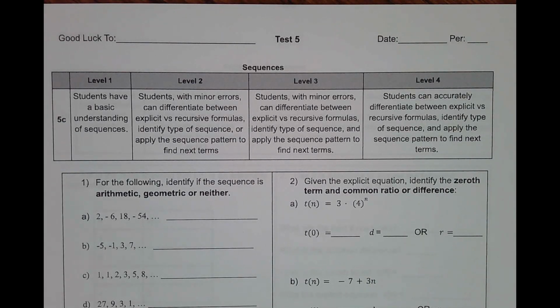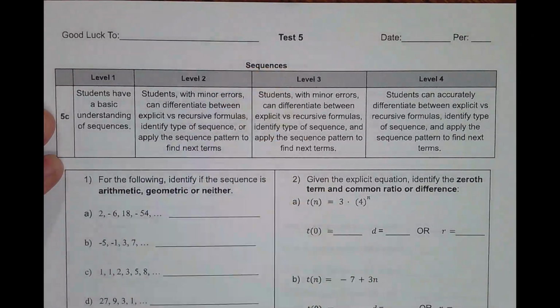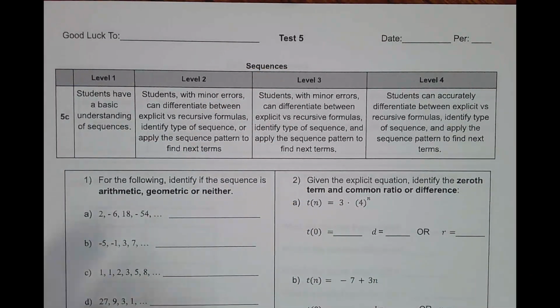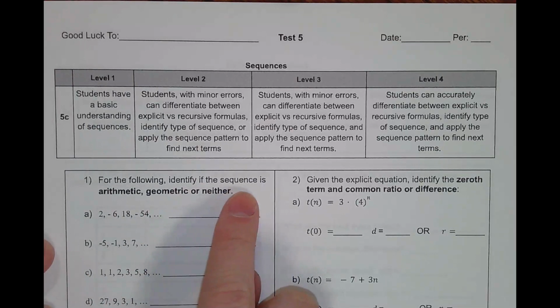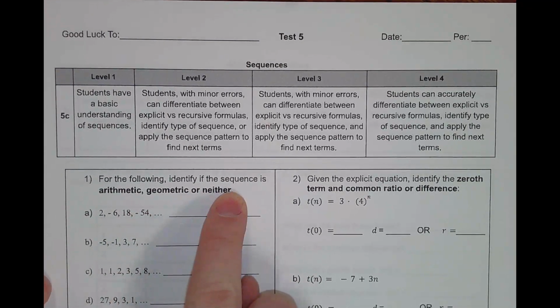Hello, wonderful students. I wanted to go over the Chapter 5 tests, 5A, 5B, 5C. We're going to start with 5C, sequences. Number 1 says, for the following, identify if the sequence is arithmetic, geometric, or neither.